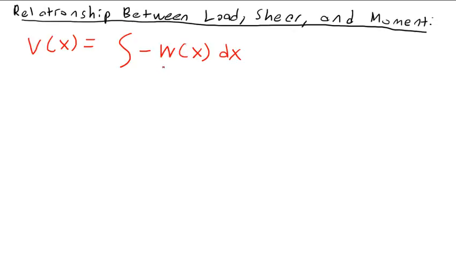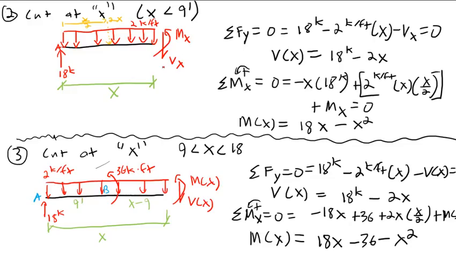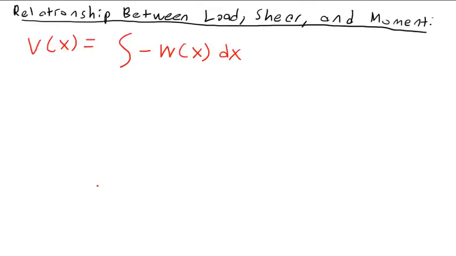Oh, w of x is the load function. For example, in the previous example, w of x would have been simply positive 2. Wouldn't it be positive 2x as a function of x? No, actually, w of x here would have just been 2. It's a constant value function.